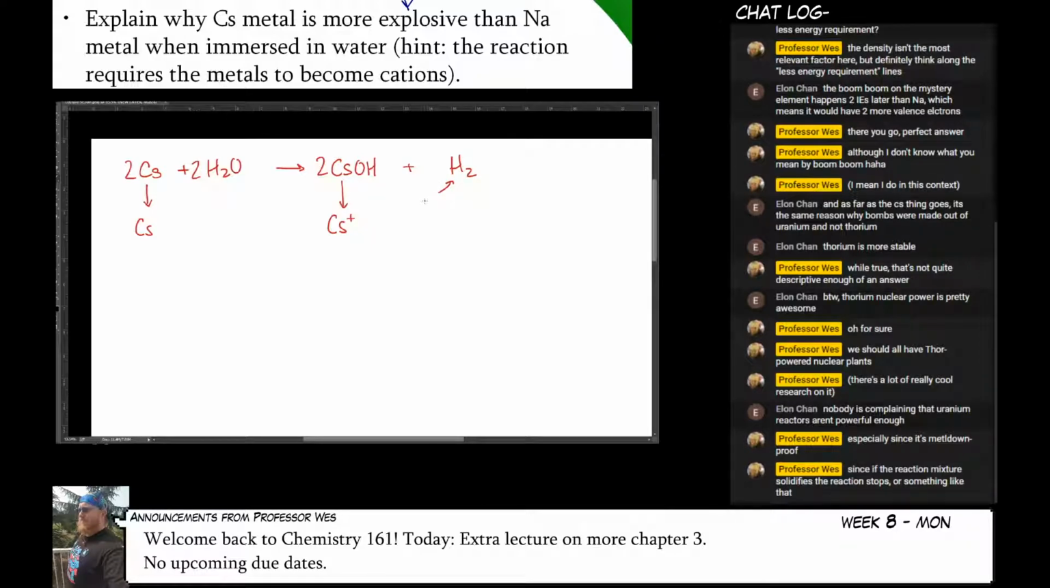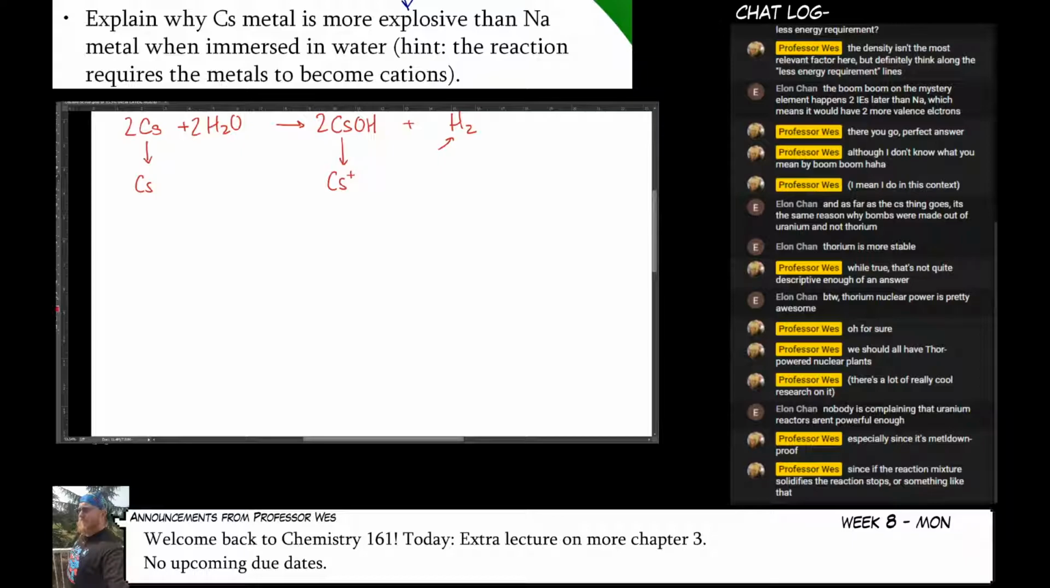Now, if you're wondering what the hell that is supposed to be, we're going to talk about these types of reactions in 163. These are called redox reactions. And all alkali metals do this. You drop them in the water and they form bases. And we'll also talk about acid-base chemistry in 163 as well.